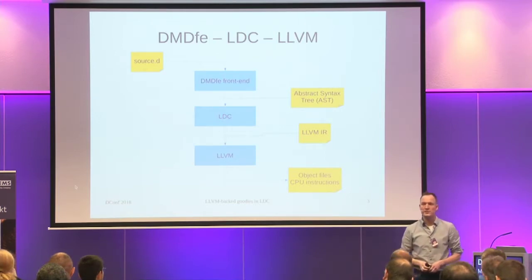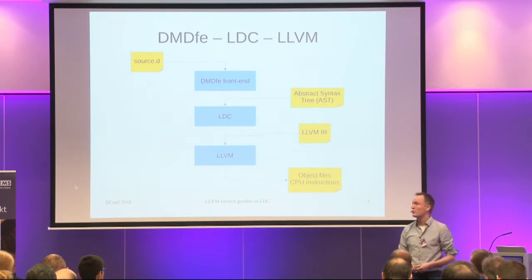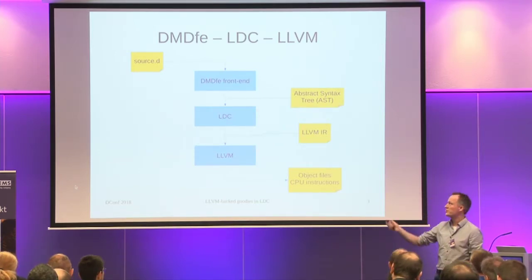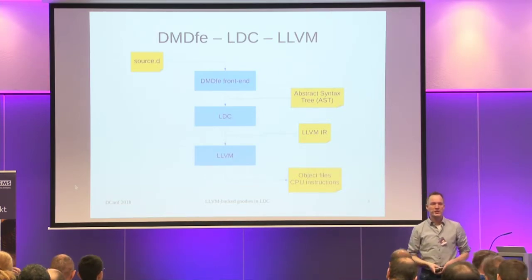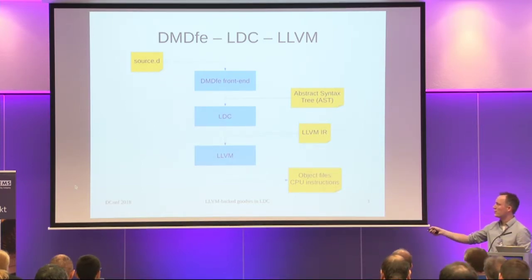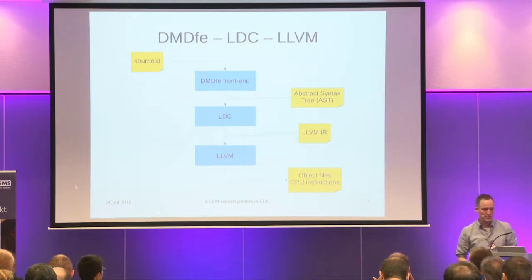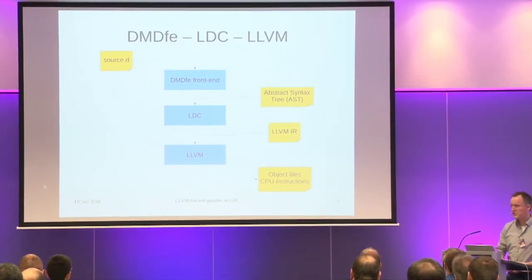That's the core of LDC, translating the D language AST, the abstract syntax tree, to LLVM language, what is called LLVM intermediate representation, LLVM IR over there. And that then goes to LLVM, which takes care of the actual optimization and generating the machine instructions for the CPU that you're targeting. So LLVM will output object files, CPU instructions, or LLVM code itself. That's also a possibility.